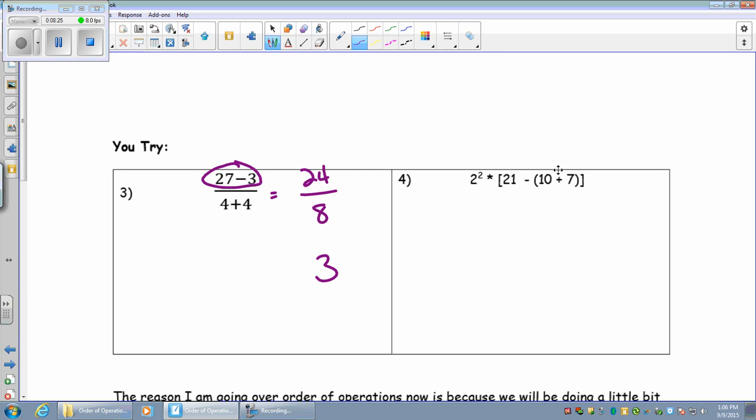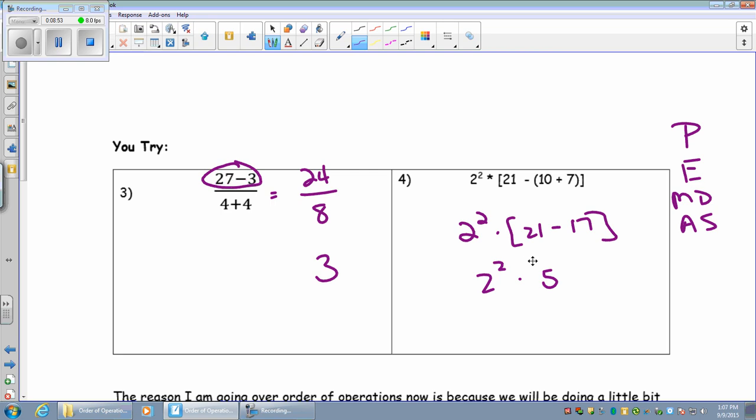Number 4 says do grouping symbols first. So here's my first set of grouping symbols. It's the innermost ones. So I get minus 10 plus 7 is 17. 21 minus 17 is pretty easy. That is just 5. So now I have 2 squared times 5. Order of operations next. It is exponents, because that comes before multiplying. So 2 squared is 4. 4 times 5 is just 20. So your two answers on that were 3 and 20.